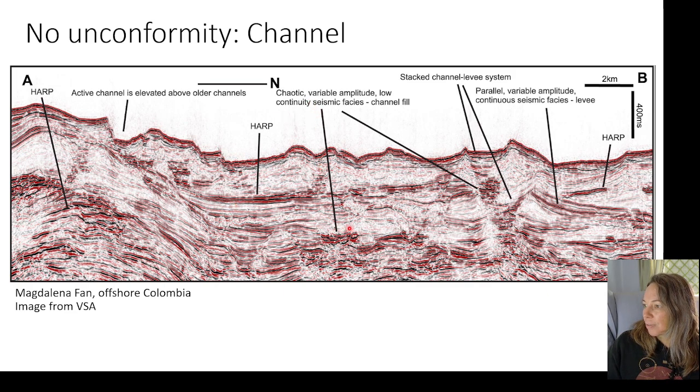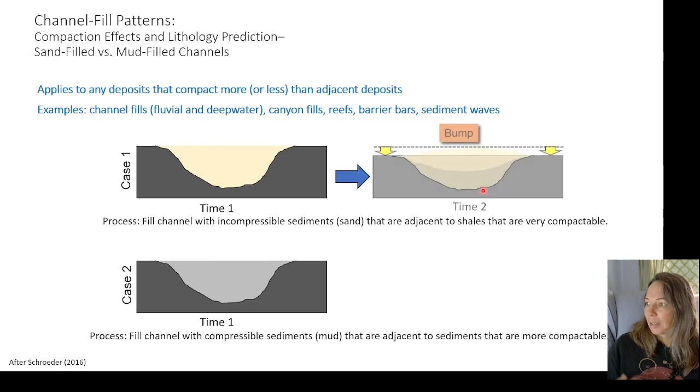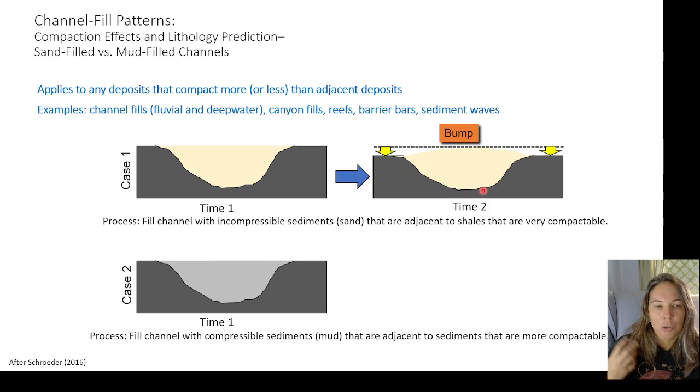In these channels right here and over here, they're describing it as chaotic, variable amplitude, low continuity. And then they're describing it as channel fill. So just trying to show how we take those terms that I talked about in a past lecture and combine them for our interpretation. And so one of the things I want to point out is that we don't always have wells, but we can use our geologic knowledge and the geometries of what we see in seismic to try to understand what's going on in these channels.